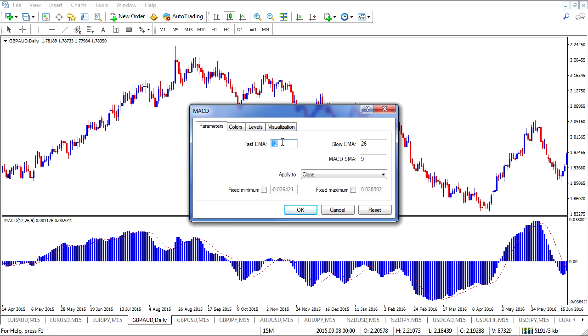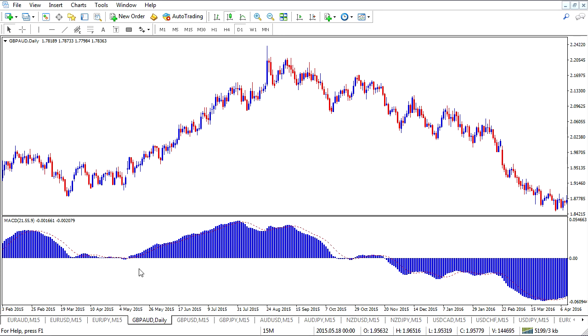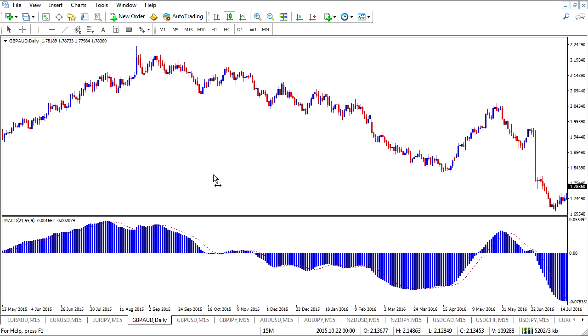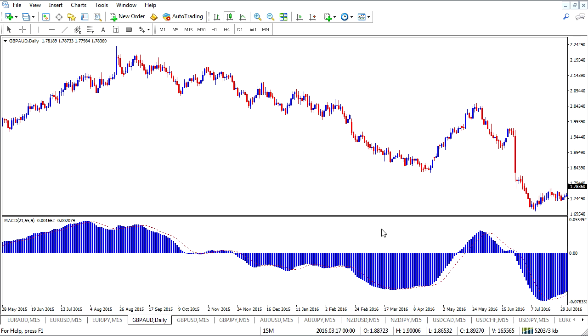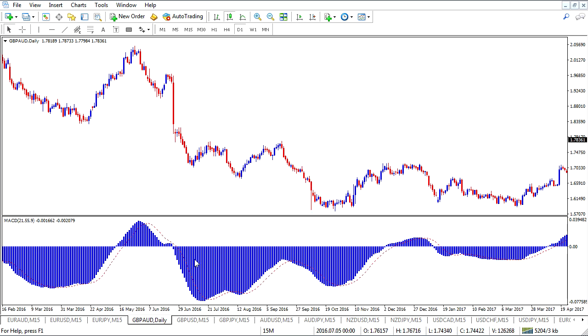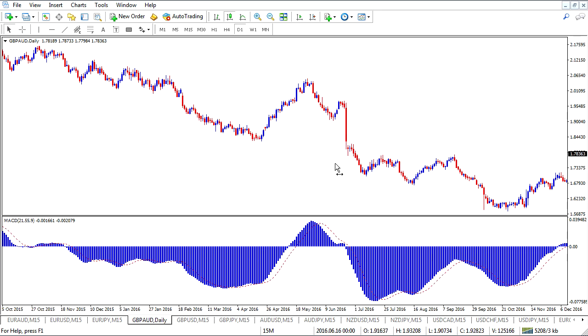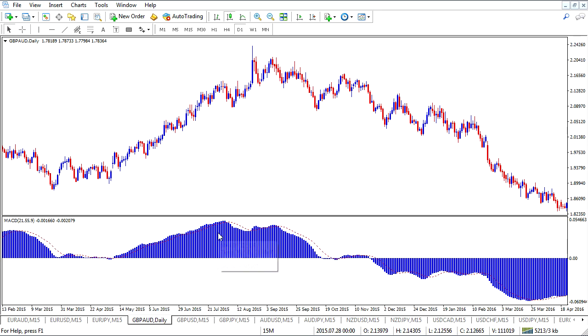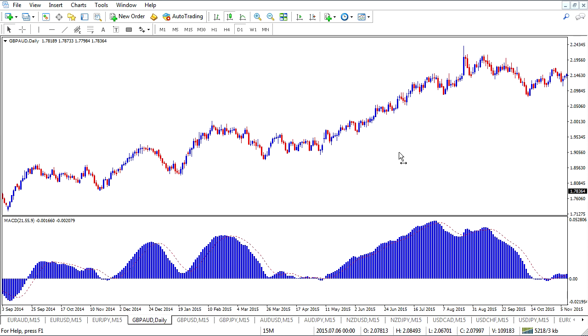Now we can stretch this out a little bit. Let's go back to that 21 and 55. So if we have too many indicators on our chart, we can use the 21 and the 55 and see a really nice trending market upwards and a trending market downwards. So whenever we have the MACD below the zero line, we're looking for short trades only. When we have the MACD above the zero line, we're looking for long trades only. This is really going to help with your trading.